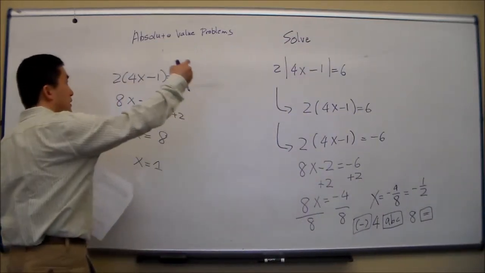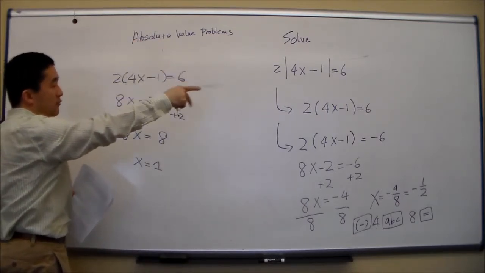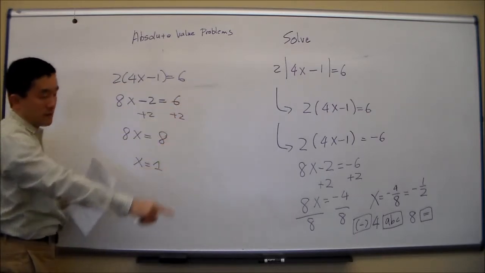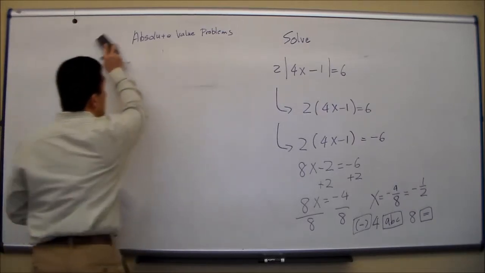So the thing to remember about the absolute value problem is that you split it into two problems, one with the positive on the right hand side and then negative on the right hand side. All right.